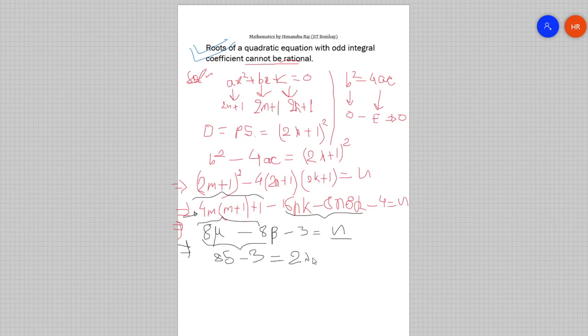so it will be (2 lambda plus 1) to the power 2, that can also be written as 4 lambda into (lambda plus 1) plus 1, and this is again a multiple of 8. Write it as 8 epsilon. I think I'm using all the Greek letters. Okay, and you can write this as 8 alpha plus 5.